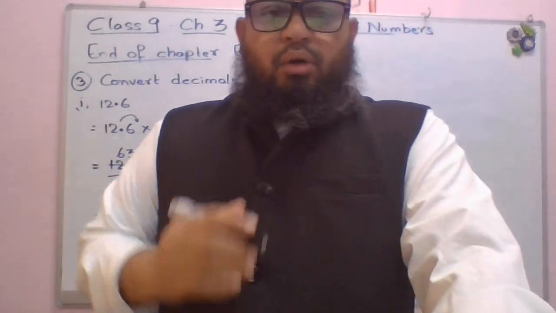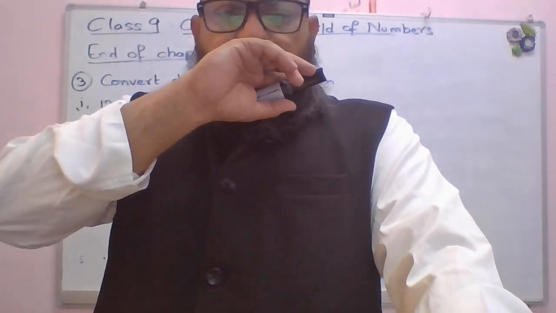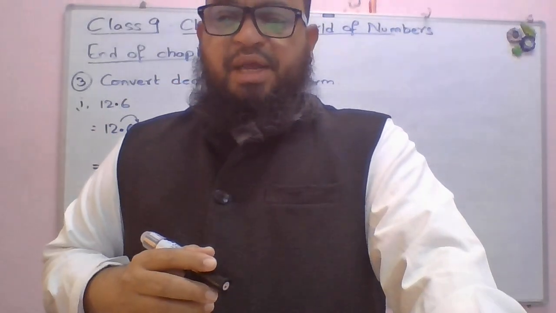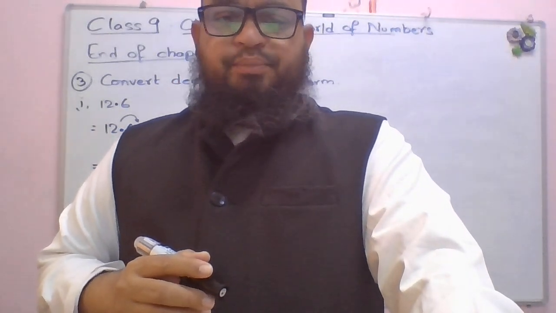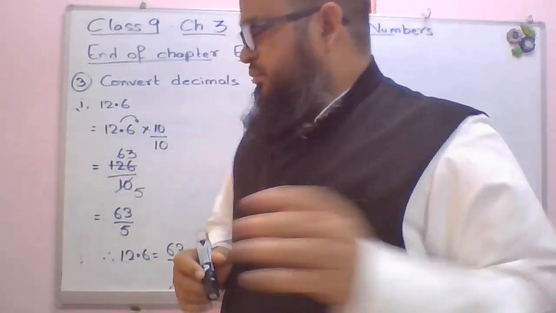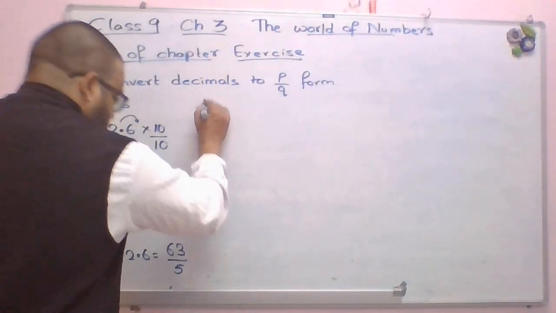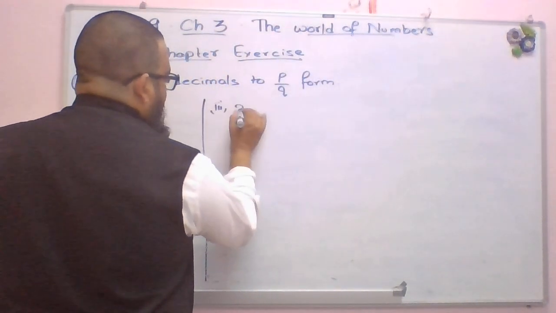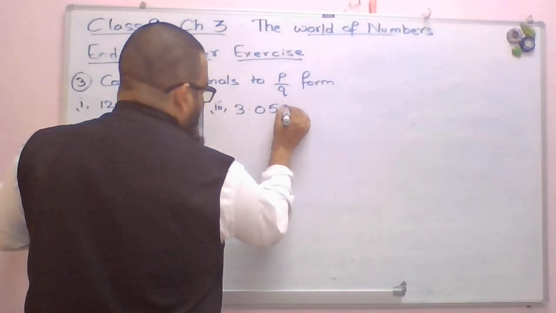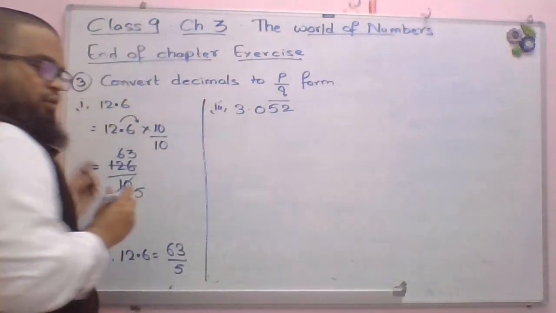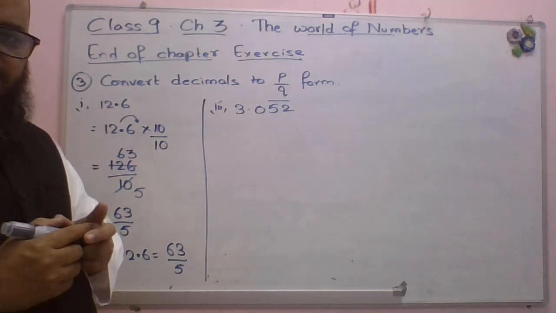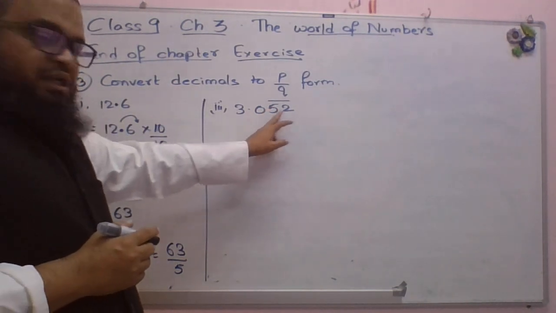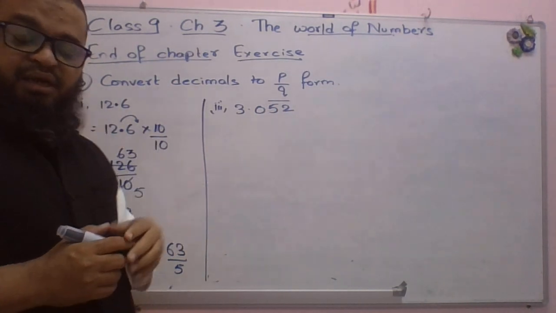Okay, now let us see the next question. 3.052 bar. Okay, fine. So this is the third bit. 3.052 bar. So what does that bar represent? Bar represents that these two decimals are repeating in a sequence.